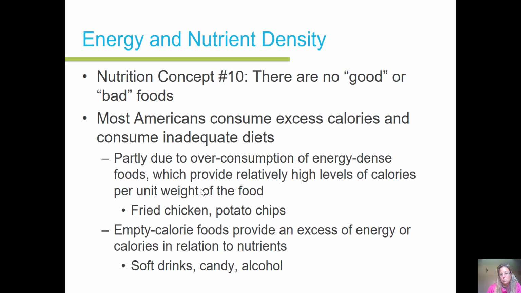So say, for example, you choose some potato chips. In just a small amount of potato chips, there's a lot of calories in it. So energy dense. We're choosing a lot of these types of foods that are very high in calories per unit weight of food. In addition to that, we're choosing empty calorie foods. And those are things like soft drinks, candy, alcohol, that basically provide nothing but calories. There's no nutritional value in any of these foods. So those are big reasons why people are consuming these excess calories.